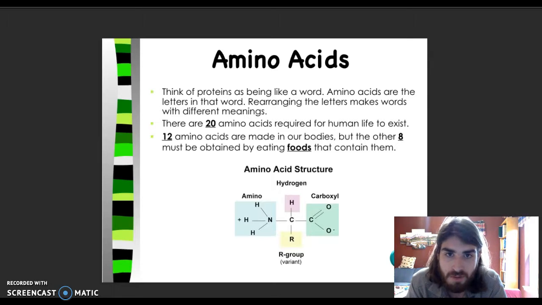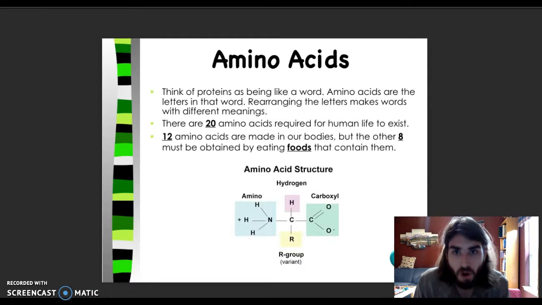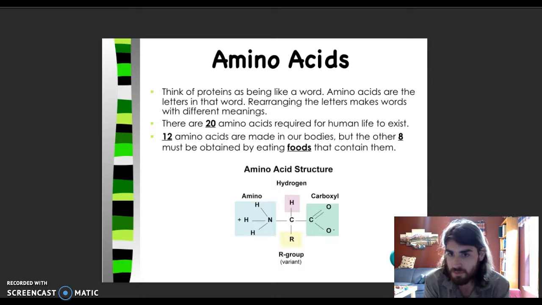There are 20 different amino acids required for human life to exist. 12 amino acids are made in our bodies, but the other 8 must be obtained by eating foods that contain them, which I find fascinating, that we have 20 different amino acids, and they're all required for human life to exist, but only 12 of them are found in the human body. So the fact that we have to consume those other 8, I find that really interesting.